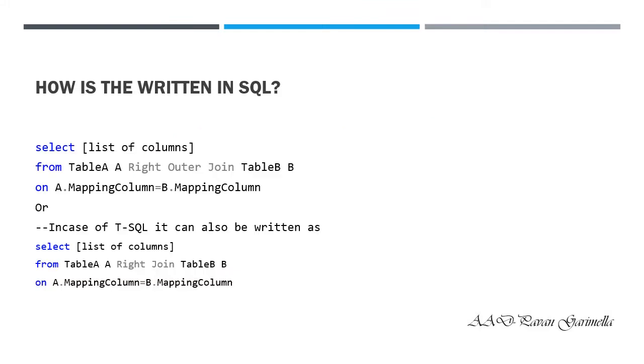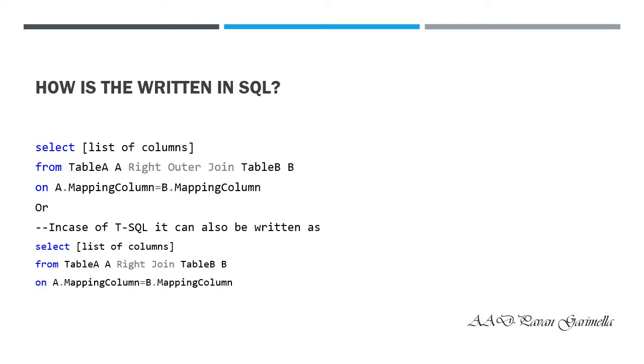will be null. Now in SQL, the right outer join is written as select the list of columns from table A, right outer join table B on the mapping columns. Here you can consider one or many columns, and similarly in T-SQL it gives you an additional option to write it as table A right join with table B on the mapping columns. So this is the primary syntax of your right outer join.